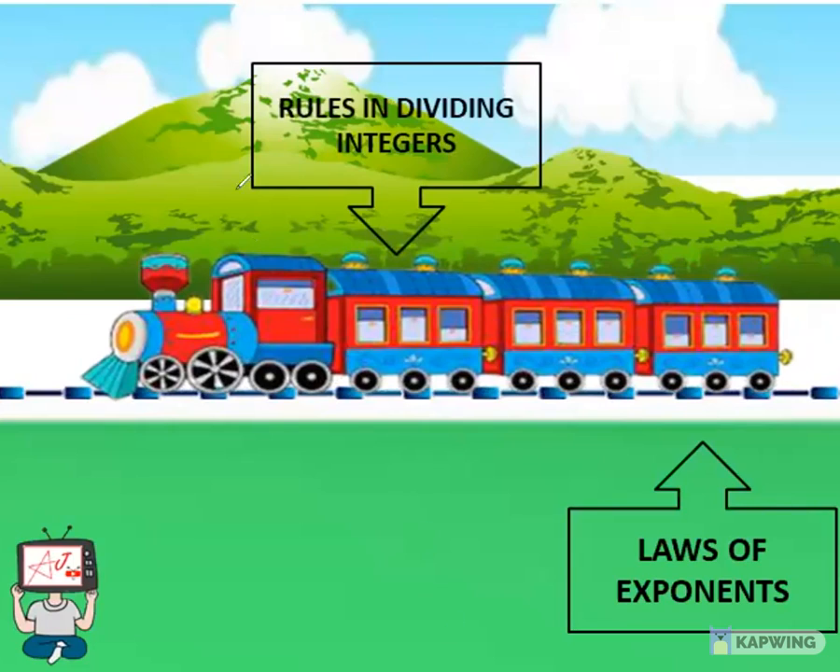Kung babalikan po natin yung ating nakalipas na videos regarding rules in dividing integers, nakalagay po doon na when we divide two integers with different sign, the quotient is always negative. At kapag magkaparehas naman yung sign, magiging positive. Sa laws of exponent naman, gagamitin po natin yung laws of exponent regarding division, kung saan yung exponent ng mga variable ay isusubtract natin only kung magkaparehas yung variable.